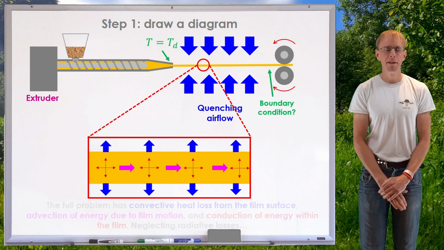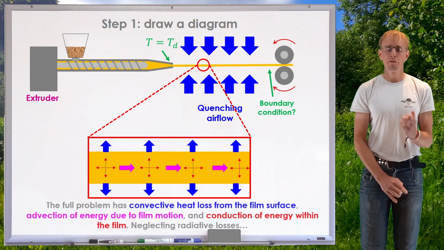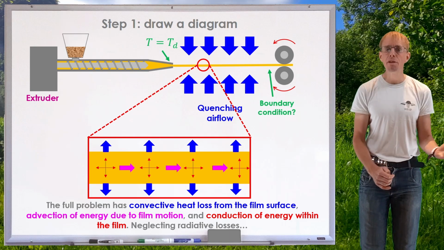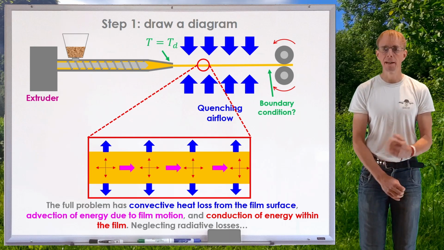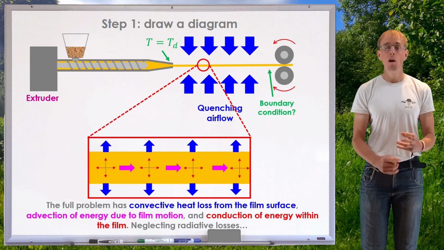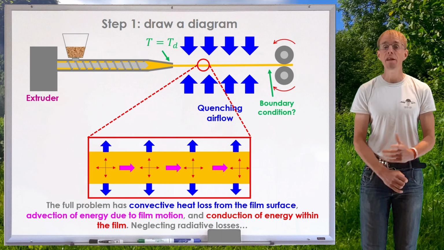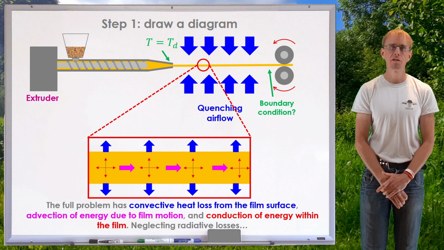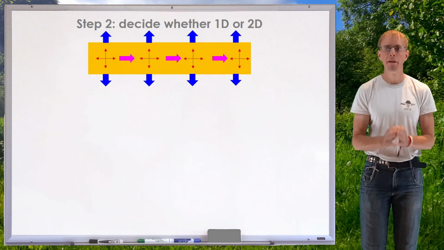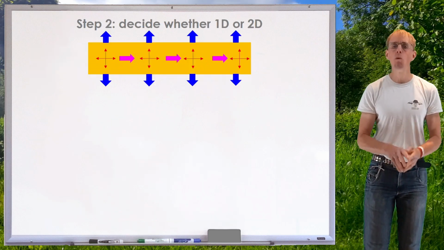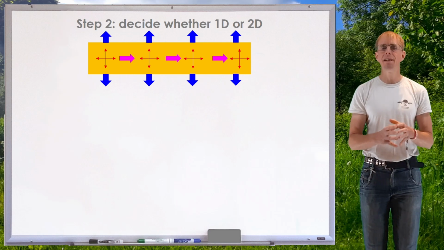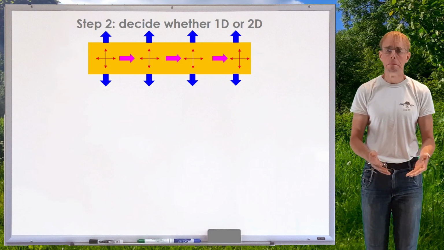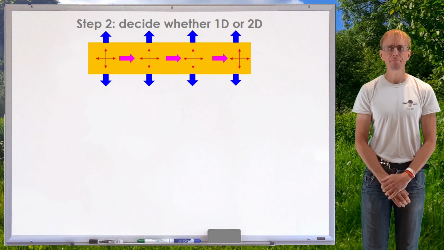Alright, so let's say that the full problem has convective heat loss from the film surface, the blue arrows, advection of energy due to film motion, the pink arrows, and conduction of energy within the film in either of the two dimensions that we've drawn the film in. Alright, so that's step one done. We've sat down, we've thought about the problem. Now we need to think about it a little bit more in terms of, well, what's happening inside the film? Is conduction really important? Well, let's see.